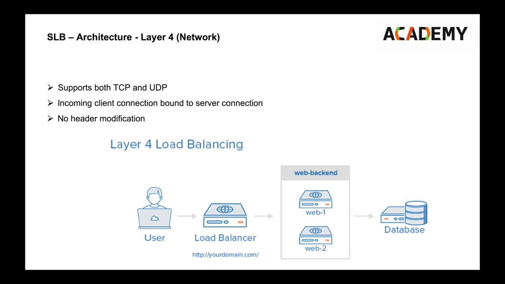So for Layer 4 Server Load Balancer, both TCP and UDP protocols are supported. The incoming client connection is bound to the server connection. What that means is the load balancer is transparent to the user. So the user's traffic passes through the load balancer unmodified and is routed back to one of the backend ECS instances with no header modification. So the traffic is not modified in any way.